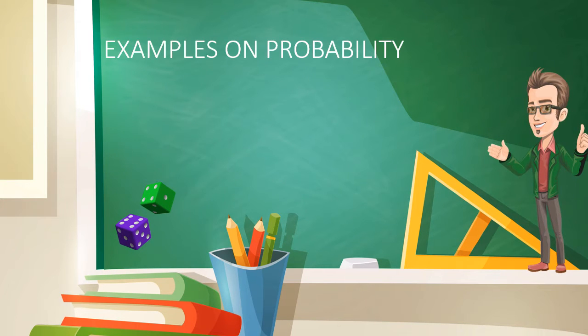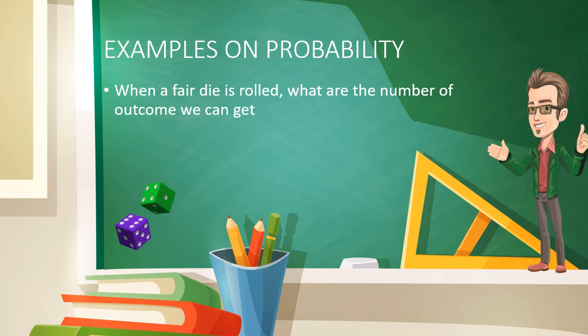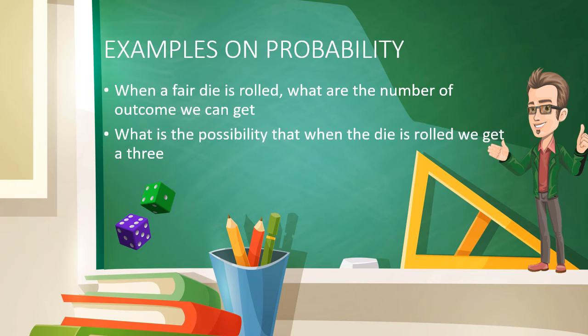Let's take some examples on probability. When a fair die is rolled, what is the number of outcomes we can get? And what is the probability that when the die is rolled, we get a 3?